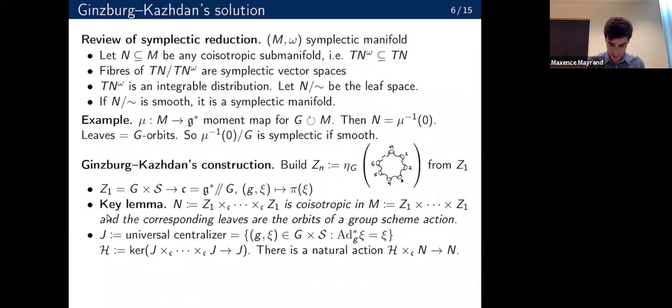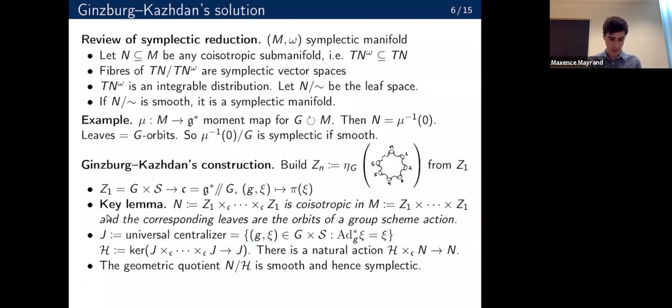It has a natural action on N because J has a group component G here, and it acts on this component of Z1 here by right multiplications. So there's a natural action of H on N in the sense of group scheme action. So it's an action relative to C. And the key point now is that the geometric quotient of N by H exists, and it's smooth, and hence by this general reduction theory, it's holomorphic symplectic directly.